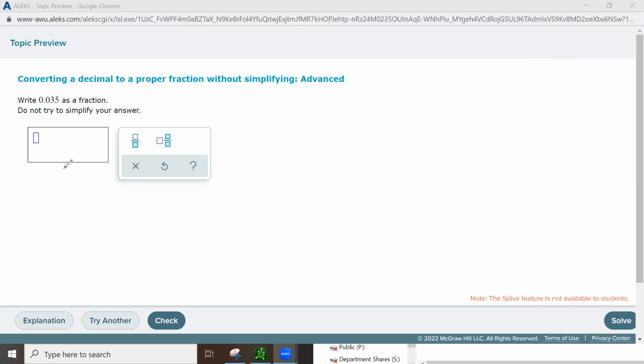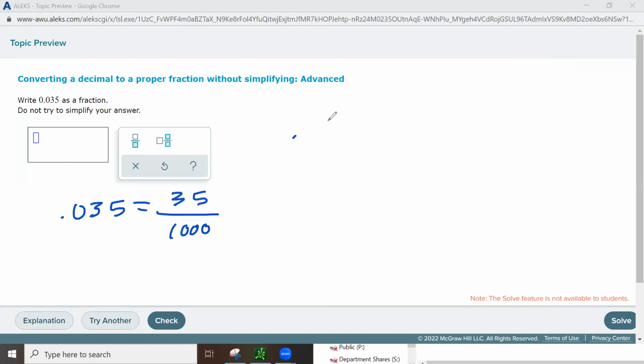First of all, let's just see how to convert this. So, that's the tenths spot, and then the hundredths and the thousandths. So the last spot is thousandths. So 0.035 is equal to 35 thousandths. Oh, look at that. Okay, we'll try one more.